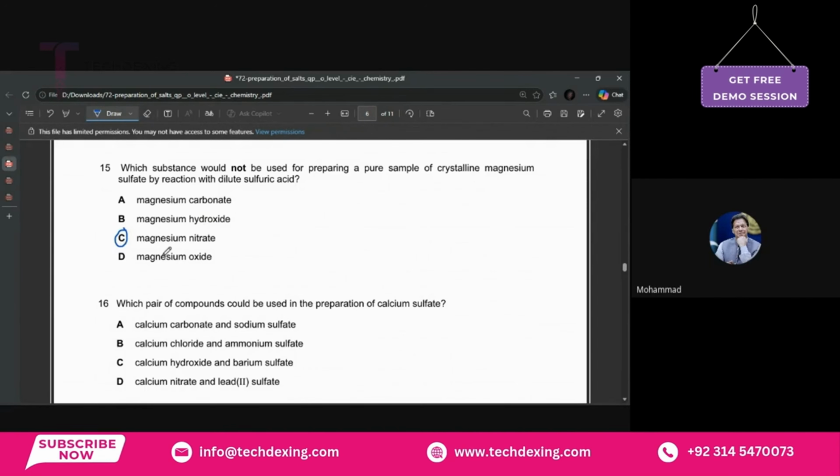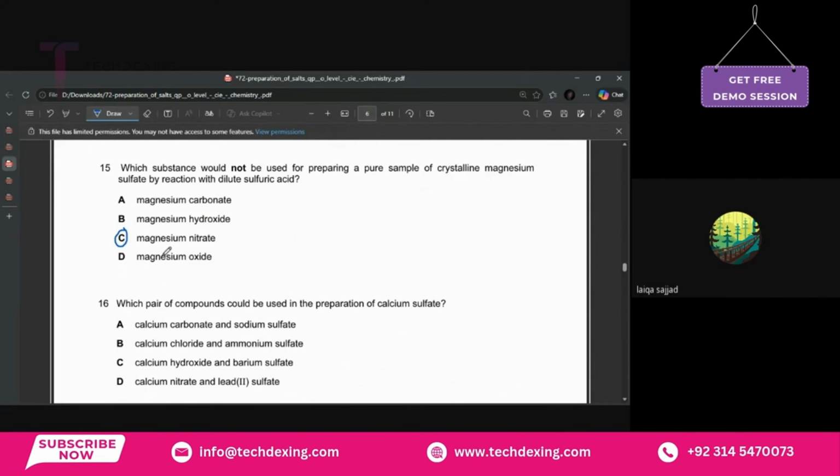Because you would like to prepare a pure sample of a soluble salt, you react an acid with a solid base. Very good. Okay, so it's option C.